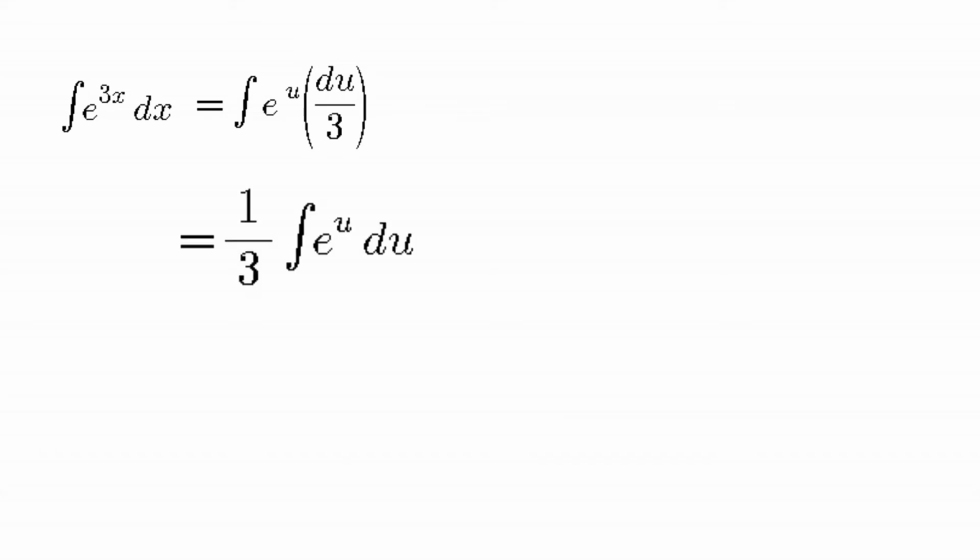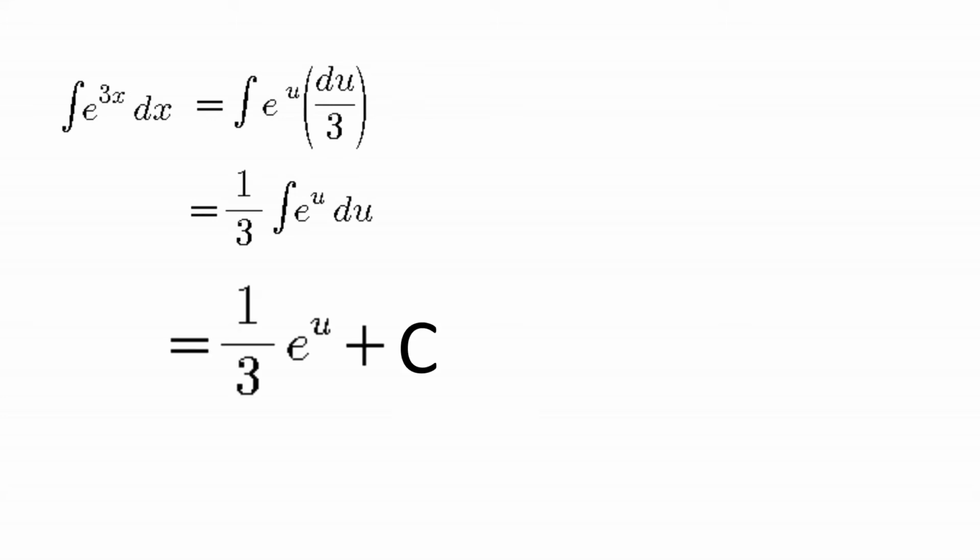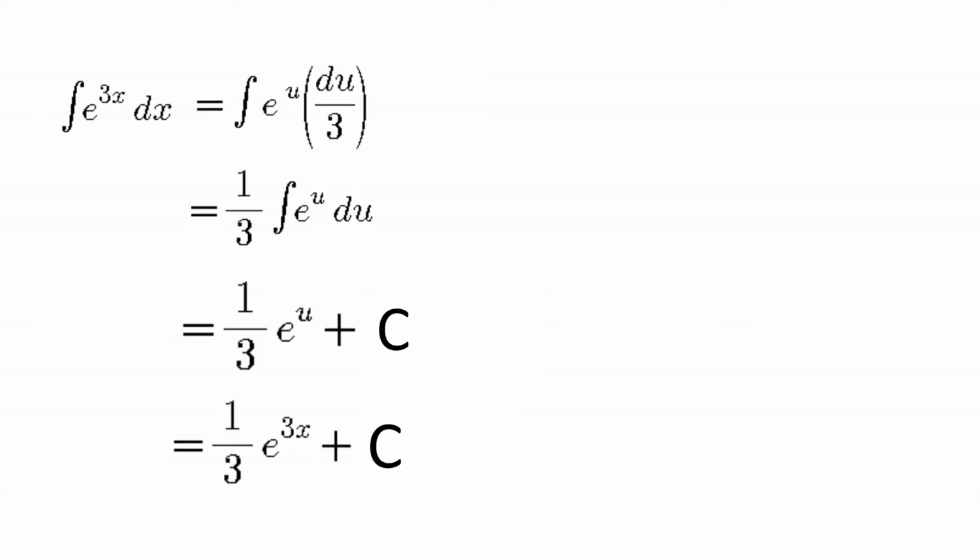Therefore, the integral of e to the 3x dx can be written as the integral of e to the u times du over 3, and it is equivalent to 1/3 times the integral of e to the u du. Using the integrals of the exponential function, it becomes 1/3 e to the u plus c. And our final answer is 1/3 e to the 3x plus c.